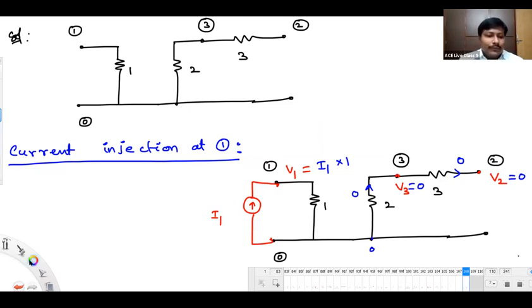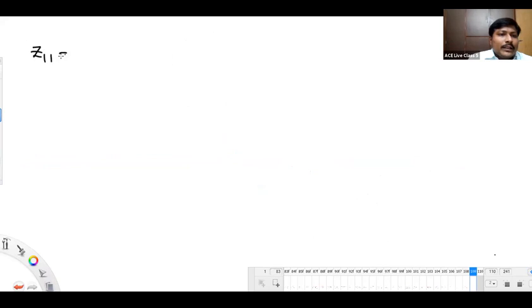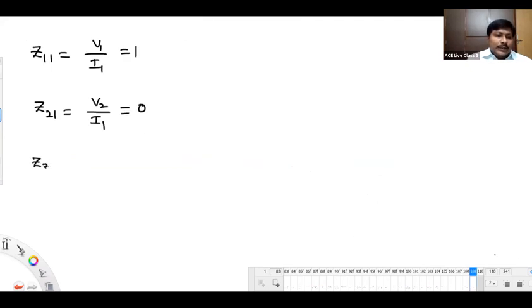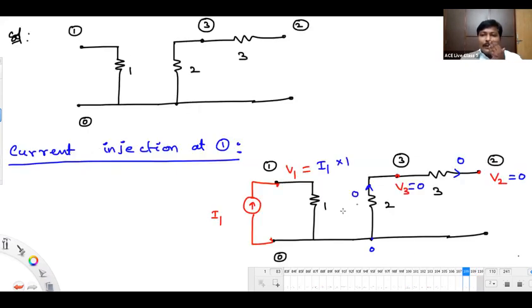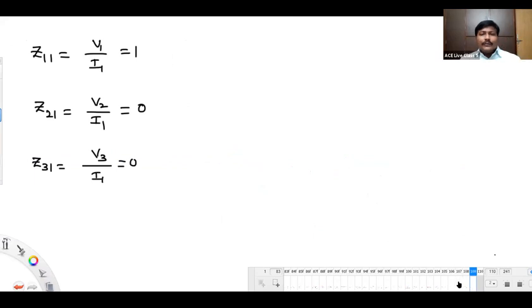Now, V1 by I1, that is nothing but 1 per unit. Z11 is nothing but V1 by I1, which is 1. What is Z21? V2 by I1, and the value of V2 is 0, so it will be 0. What is Z31? V3 by I1, that will also be 0. Like this, you have Z11 is 1, Z21 is 0, Z31 also equals 0.